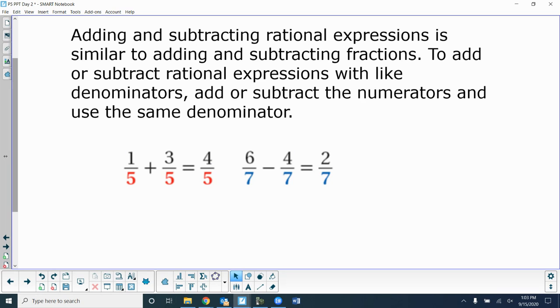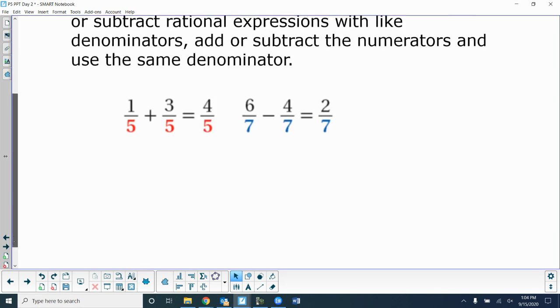You guys do this. 1/5 plus 3/5 is 4/5. 6/7 minus 4/7 is 2/7. Once you have a common denominator, then you can add or subtract. That denominator doesn't change. It's like 1 apple plus 3 apples, you got 4 apples. You don't change the name of the apples, right? They don't become double apples or something, right? So, same idea. Just like 1x plus 3x is 4x, not 4x squared, right?